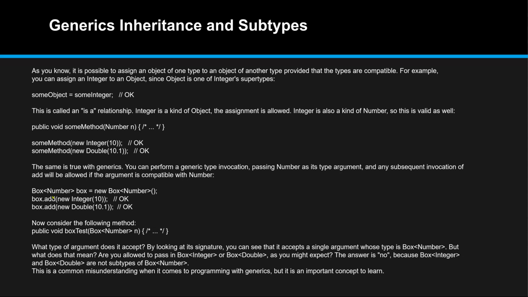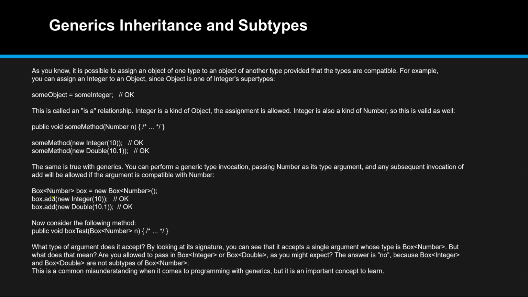The same is true with generics. You can perform a generic type invocation, passing Number as its type argument, and any subsequent invocation of add will be allowed if the argument is compatible with Number. So here we can say Box<Number>. We can pass it an Integer. That's okay. So if we have the following method, what type of argument does it take?